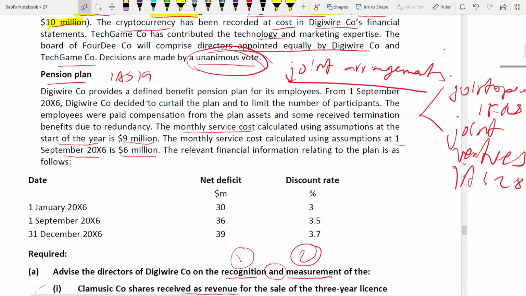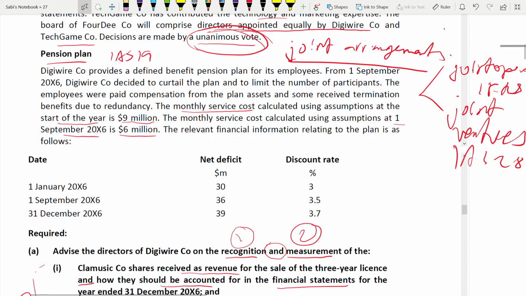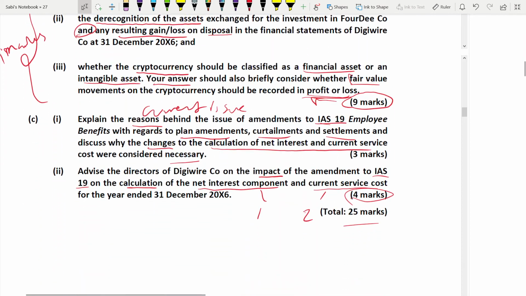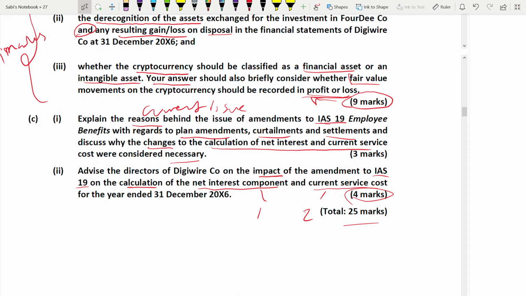The relevant financial information related to the plan is as follows. So net deficit and discount: you are given 1st of January, 1st of September and 31st December 2006: 30, 36 and 39. So first of all, we start by giving reasons for the amendments and then we calculate to show the changes. One is net interest, the other one is current service cost, for 3 marks.